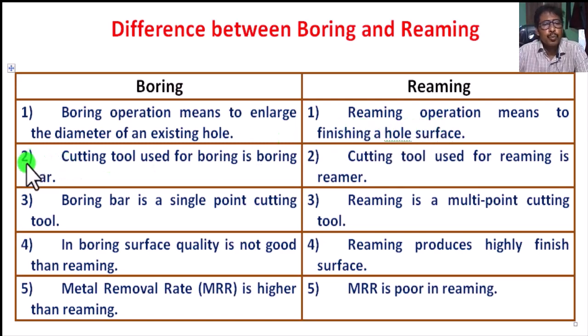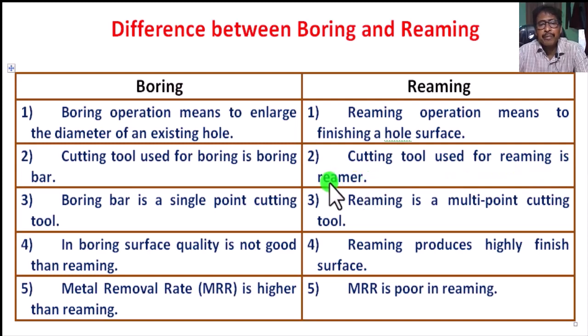Number 2, for boring, the cutting tool used for boring is the boring bar. One tool can be used for machining holes of various diameters. Number 2, for reaming, the cutting tool used for reaming is the reamer.